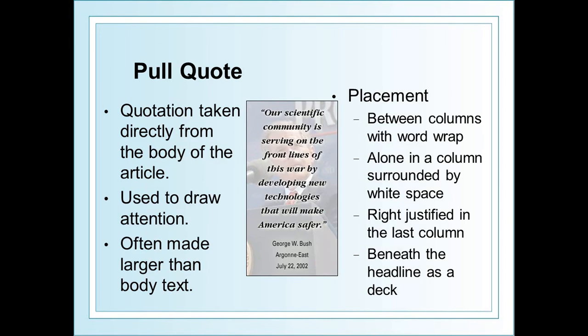Pull quotes. These are quotations taken directly from the body of the article, used to draw attention, often made larger than the body text. And where do we place these things, or placement? Sometimes they're between the columns with word wrap, and I know you all remember word wrap. We just keep on typing, the computer will move you to the next line when that line fills up. Or alone in a column surrounded by white space. Right justified in the last column, or beneath the headline as a deck.